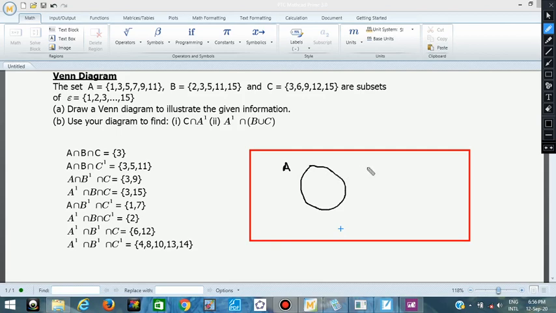This circle A. Then let's see. You connect with this other one again. So let's call this one circle B. Then the third circle will go like this. Okay, so you call this one circle C.